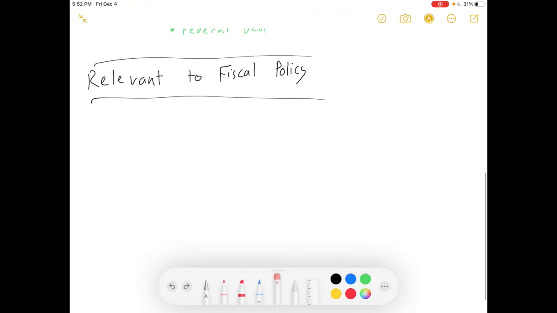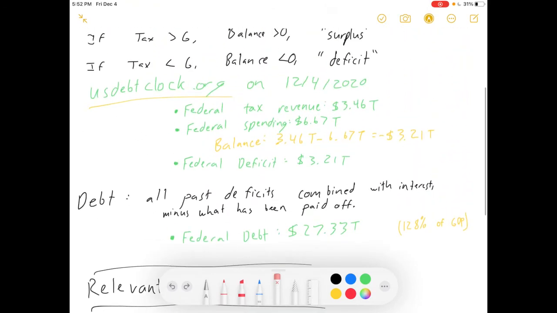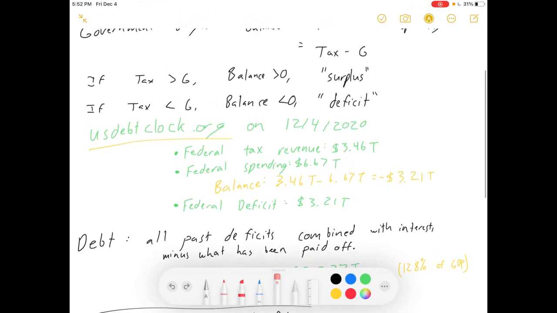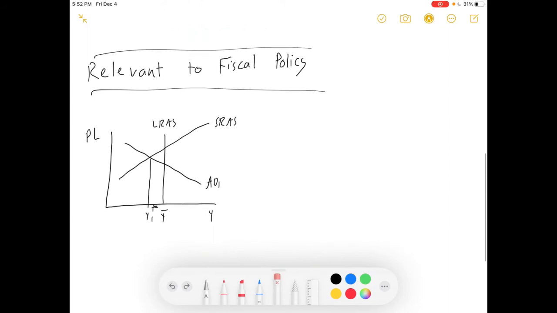So this is relevant to fiscal policy because fiscal policy is all about government taxing and spending. Well, a budget is all about taxing and spending. So yeah, let's get to it.